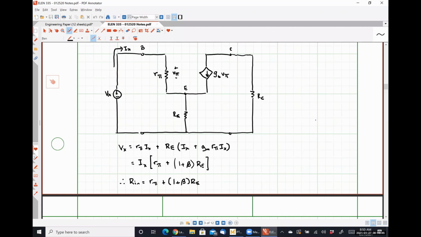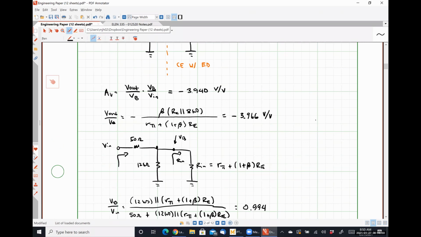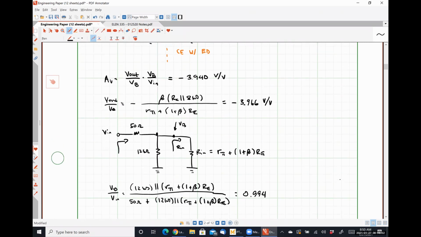All right, and any other questions with regards to this example problem? Exactly right. So I simply multiplied 0.994 times negative 3.996 and got negative 3.940 with a little bit of rounding there, obviously.